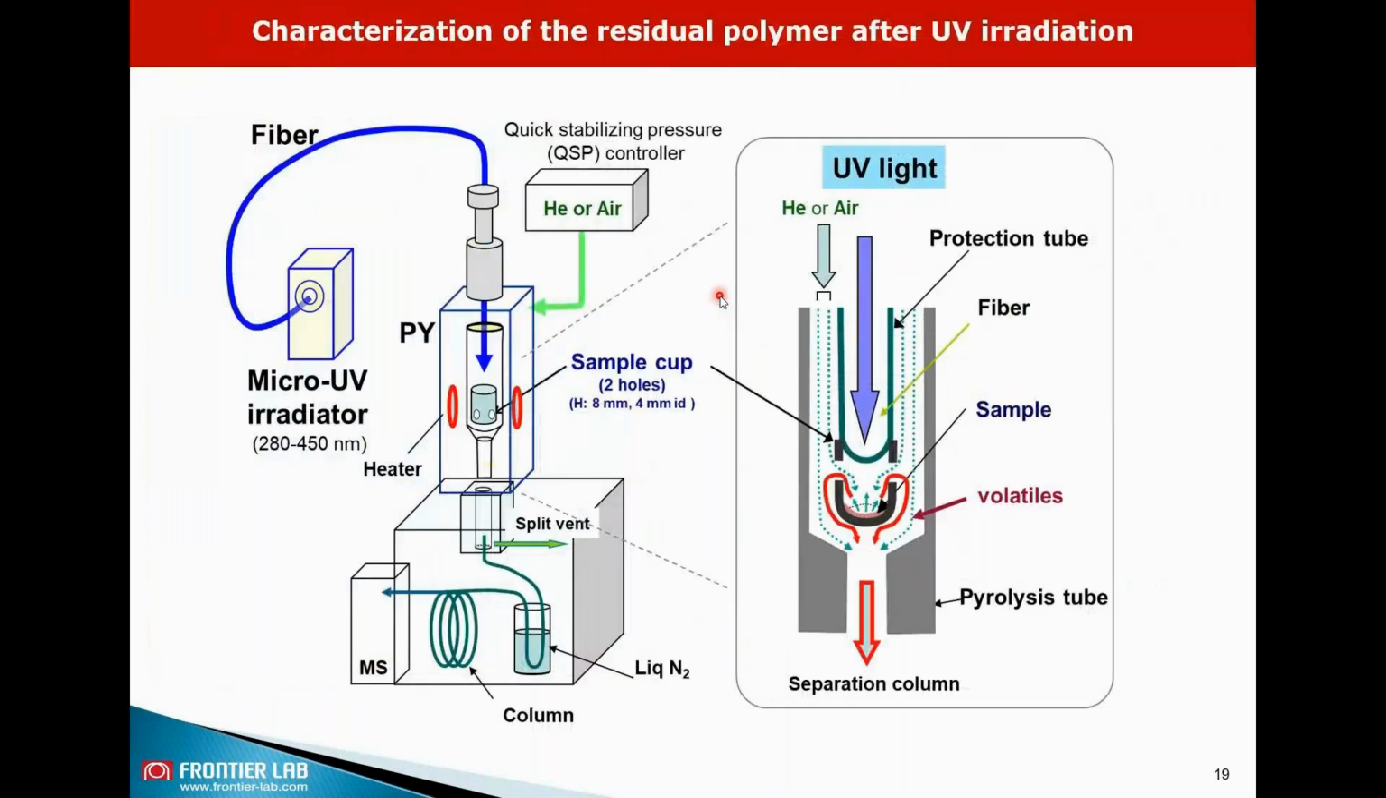So this is the internal schematic of the sample cup, and also the optical fiber, the UV probe. It is important to have this gap, and also the perforated holes that allow the release of the volatile compounds and push them to the cryo trap, where these compounds will be retained until the GCMS really starts.